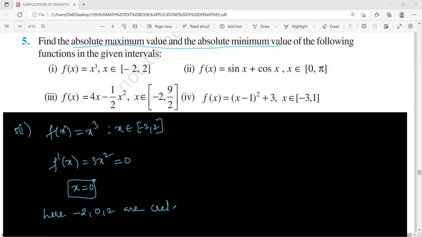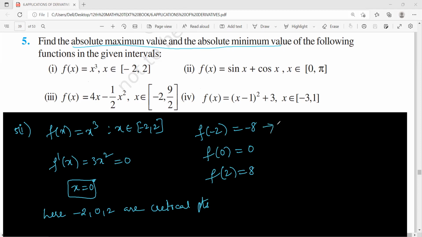That means at these points, you will have maximum and minimum. Very simple. Now you first find f of minus 2. What is f of minus 2? Minus 8. f of 0 is 0. And f of 2 is 8. You know what this is asking? It is asking to find the absolute maximum value and absolute minimum value of the function. This is the absolute minimum value, and this is the absolute maximum. Yes or no? Yes, sir. So this is how you have to find.